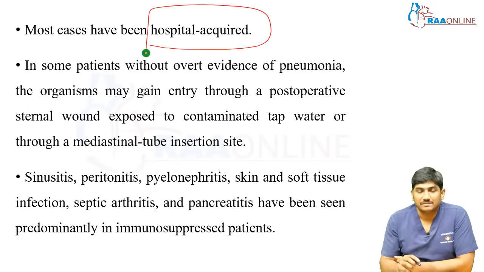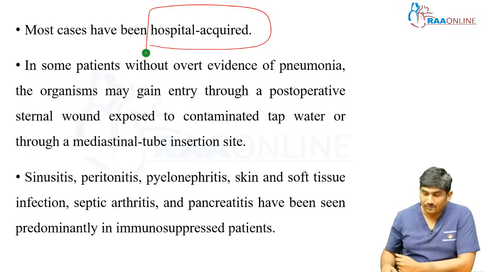Okay. In some patients without overt evidence of pneumonia, the organism may gain entry through a post-operative sternal wound exposed to contaminated tap water, or through a mediastinal chest tube drain insertion also. Okay, sinusitis, peritonitis, pyelonephritis, skin and soft tissue infection, septic arthritis, pancreatitis also have been associated with this kind of infection.